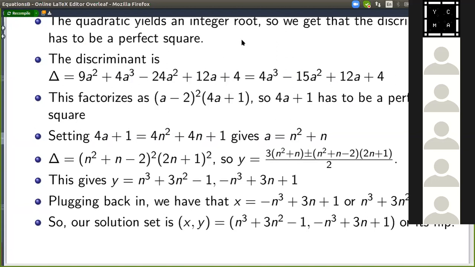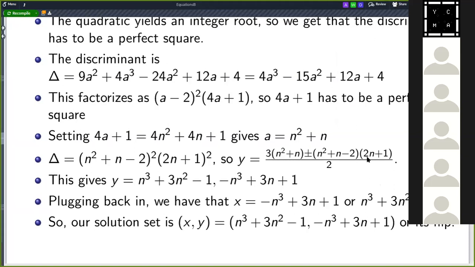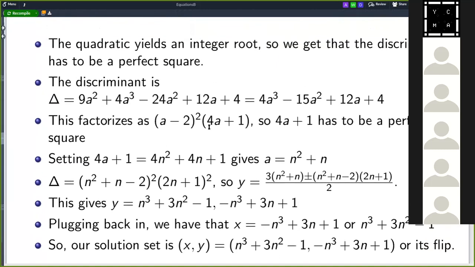So does anyone have any questions? Can I repeat the last part? So which part? About why x is what it is? The fifth bullet down. Okay, so what we're doing now is that we already have a is equal to n squared plus n, and we already have a formula for the discriminant. So we're just going to plug n squared plus n back into our discriminant formula to get that. And then how we got y is just using the quadratic formula.